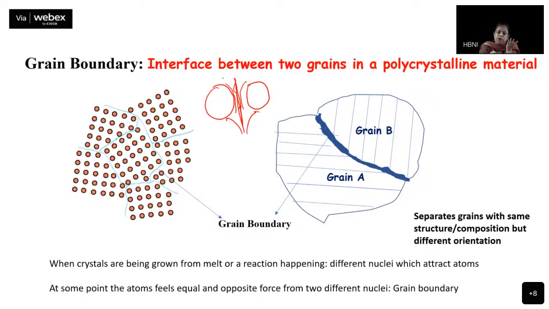Why? Because the atomic forces applied on the incoming atom from these two crystallites can only extend up to a few atomic diameters, right? So this is how the grain boundaries are formed. Because they do not have the structure of the crystal that we are talking about, they are called defects. And because they extend in two dimensions, they are called 2D defects. So basically grain boundaries separate grains or crystallites with the same structure and composition. Now grain A and grain B will be two similar compounds with similar structure and composition, because they are formed from the same melt, but they will have different orientation.